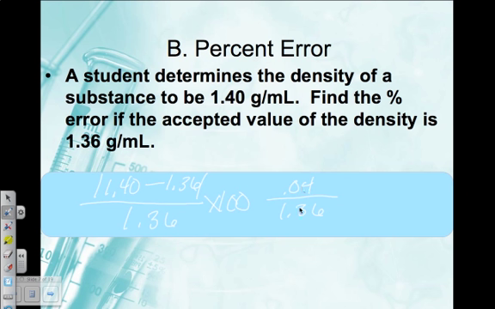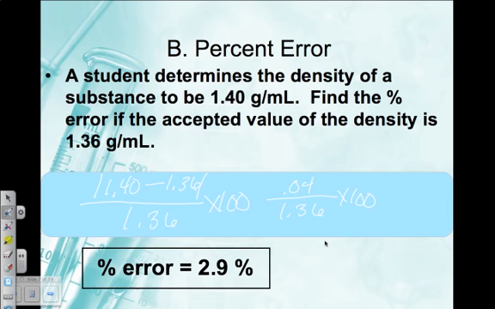1.36, so I'm going to divide it by 1.36 and multiply it by 100. Follow the order of operations. So divide first and then multiply it by 100, and then I should get about 2.9% of error. So 2.9 for this class, if you can get below 5%, I usually consider that a pretty good percentage of error.